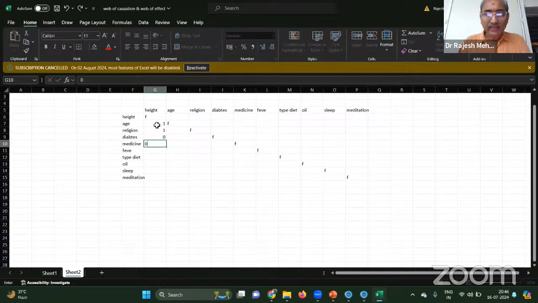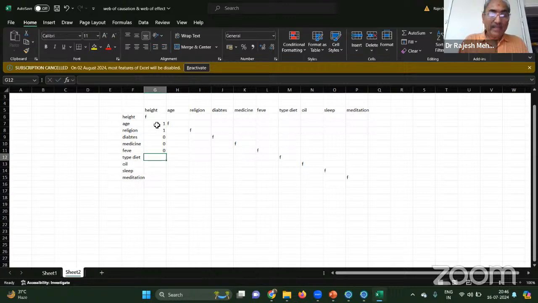Height versus medicine? Not interested. Fever versus height? Not interested. Type of diet and height? Yes, it may be possible. I would like to take, then two. Similarly, height versus oil? Yes. Height versus sleep? Yes, but a little bit. Medicine, a little bit. So you write down like this.